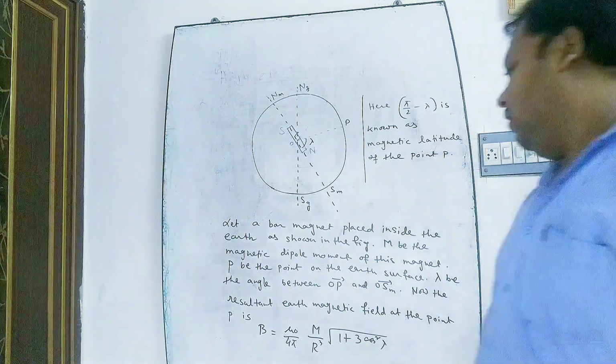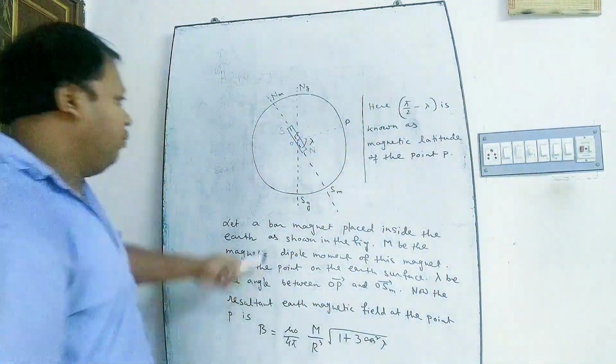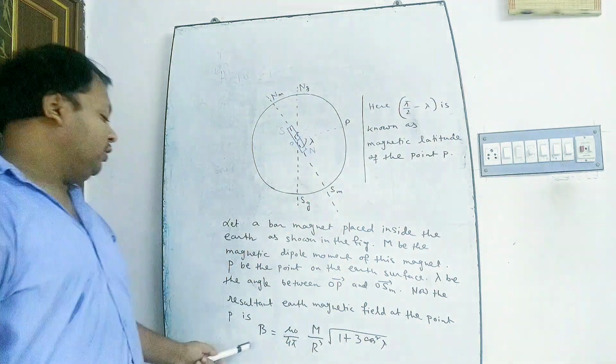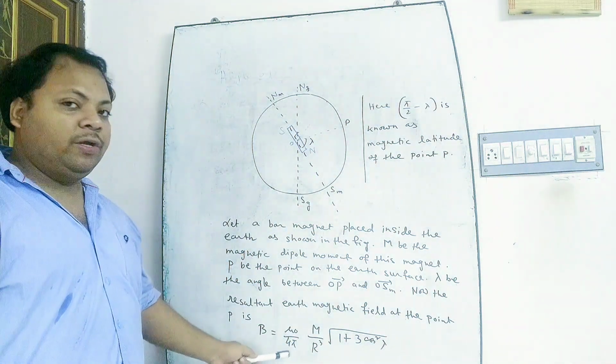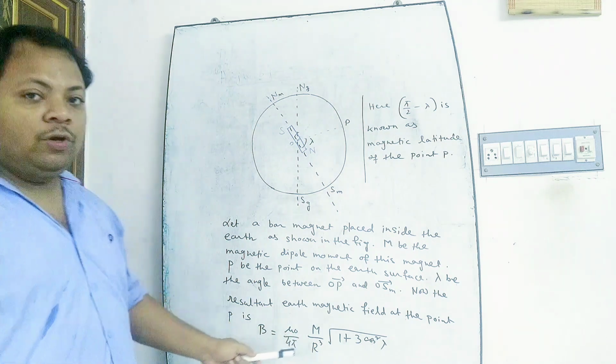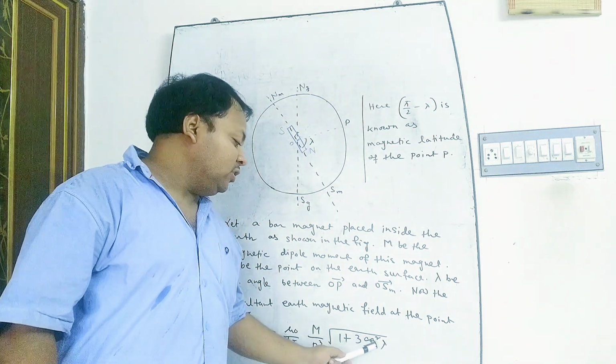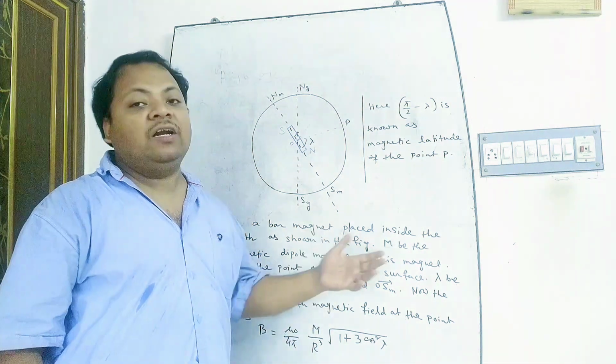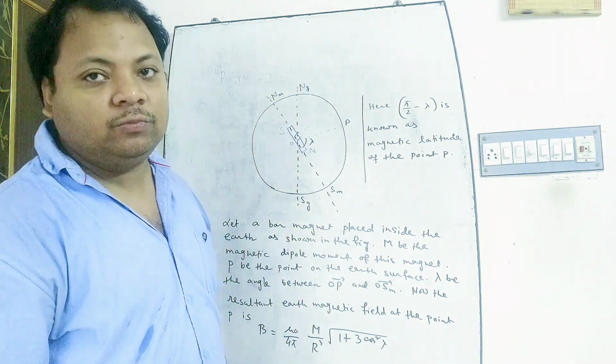Now the resultant earth magnetic field at the point B is denoted by mu0 by 4 pi capital M by R cube under root of 1 plus 3 cos square lambda. This proof I already did in my previous videos.